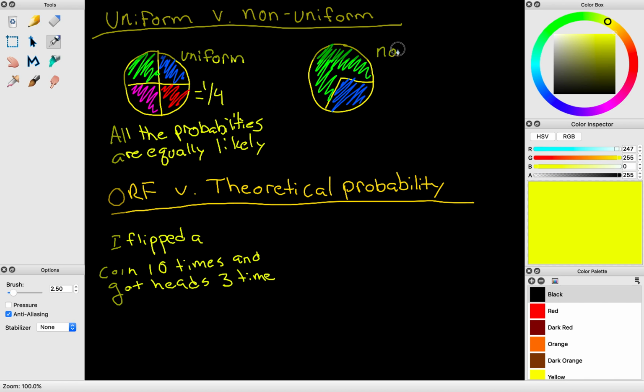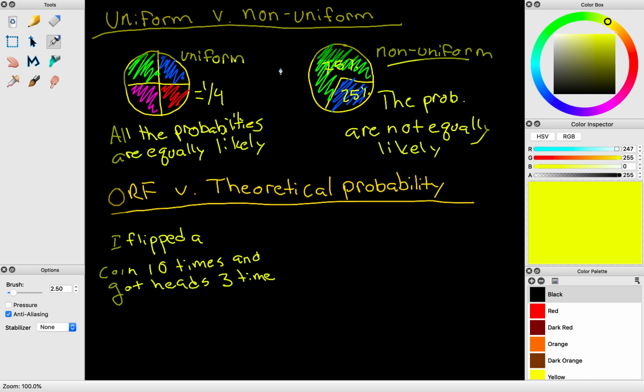Over here, this is our example of non-uniform. Because clearly, if we were to spin the spinner, the probability that we land on this green area is much larger than this blue area. In fact, this might be like 75%, and this is like 25%. So, you guessed it, non-uniform probabilities. The probabilities are not equally likely. And as long as you can remember this, uniform, equally likely, non-uniform, not equally likely, you should be in fine shape for those definitions.